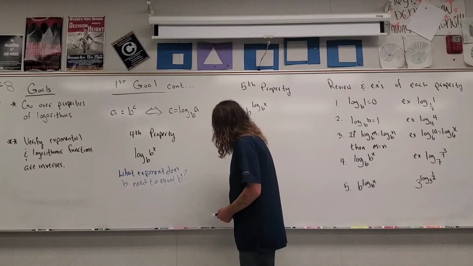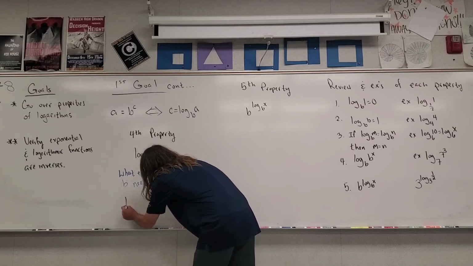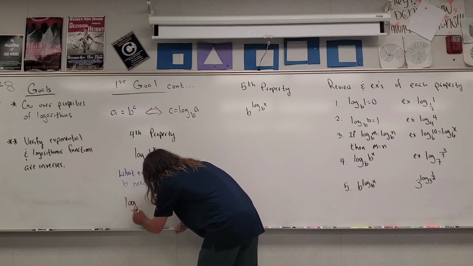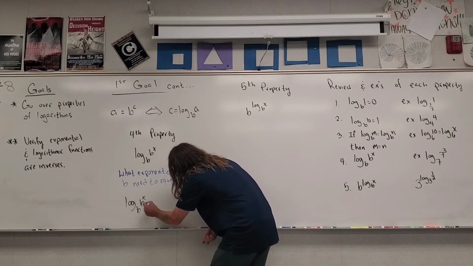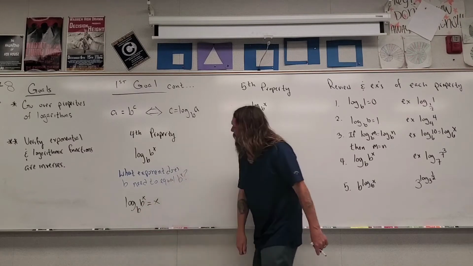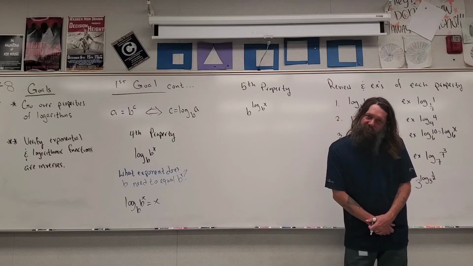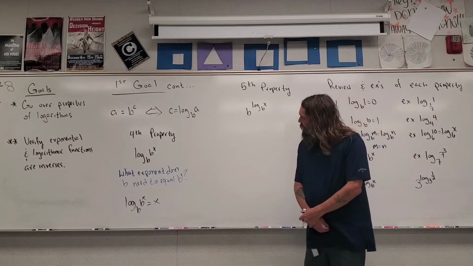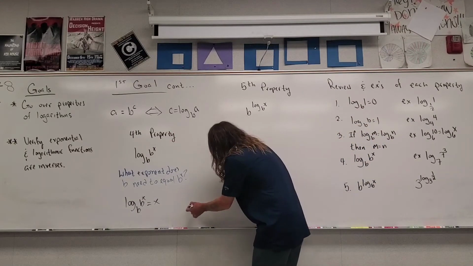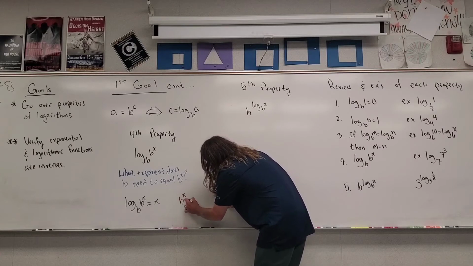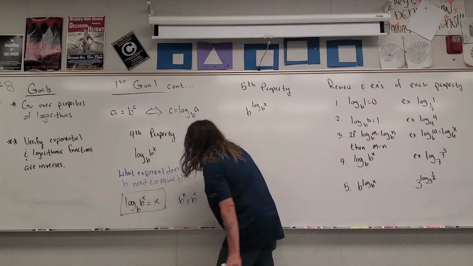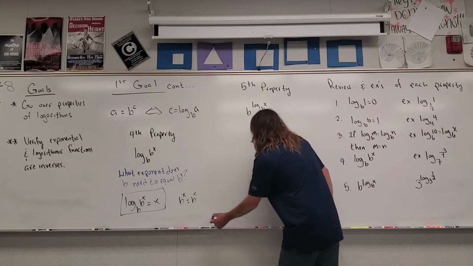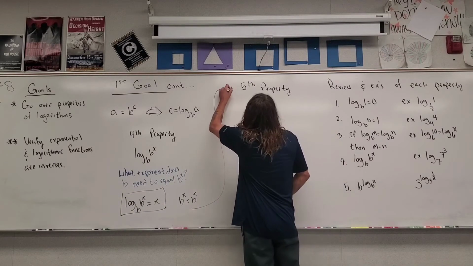So our fourth property is going to be log base b of b to the x, or what exponent does b need to equal b to the x? It needs the exponent of x, right? And if you were to rewrite this in its exponential form, you would see that b to the x equals b to the x, right? So that is our fourth property. Let's move on to our fifth property.